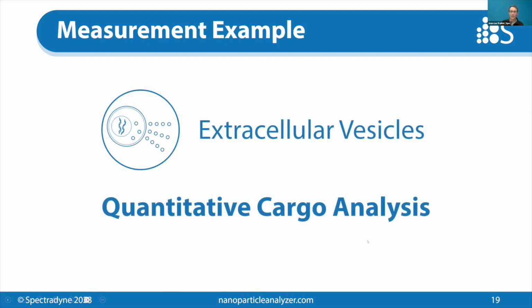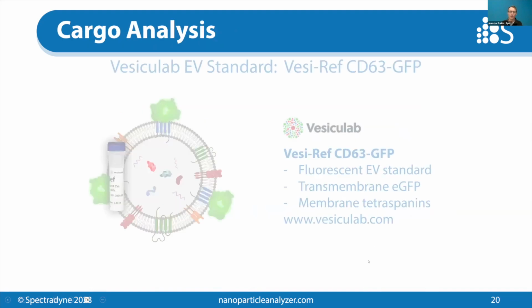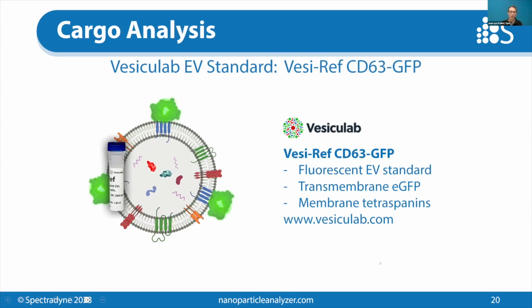And then let me show you an example of what the ARC can do for cargo analysis using this commercial product. So if you haven't heard of Vesiculab, I encourage you to go and check it out. They have a bunch of reagents and tools for nanoscale flow cytometry and EV research. This one in particular is an engineered extracellular vesicle that is engineered to express a fusion protein between GFP and CD63. So CD63 is kind of a classic tetraspanin protein in the EV world, and they've fused it to GFP to make these particles fluorescent.